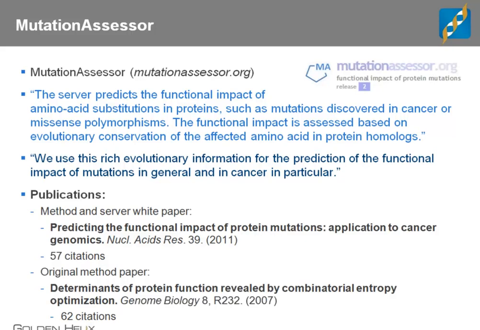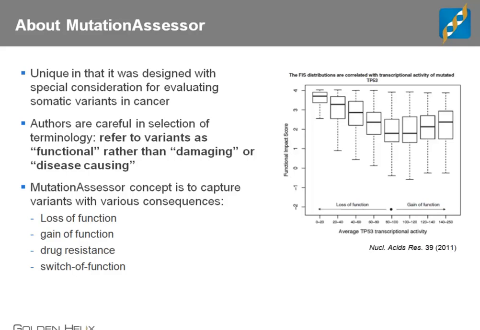So with that, let's move on and talk about the next one in line, Mutation Assessor. This is a much newer algorithm. Well, the current public implementation was described about 2 years ago. But it's one that I've heard a lot of positive things about recently, and I myself have come to really like it. Mutation Assessor is unique in that it was designed with special consideration for evaluating somatic variation in cancer, although they frequently remind us that it's also useful for germline analysis, and I agree with that.